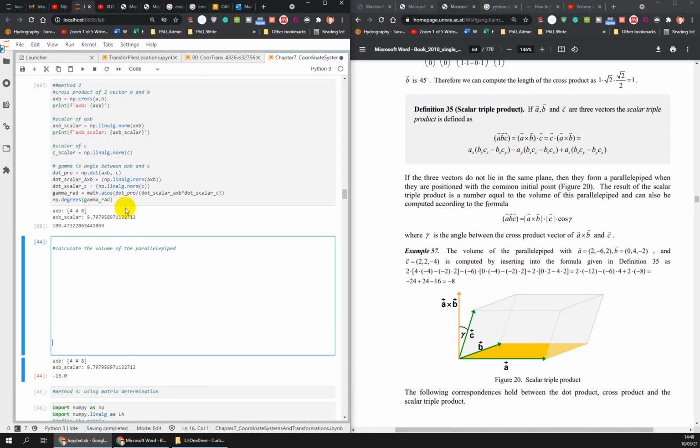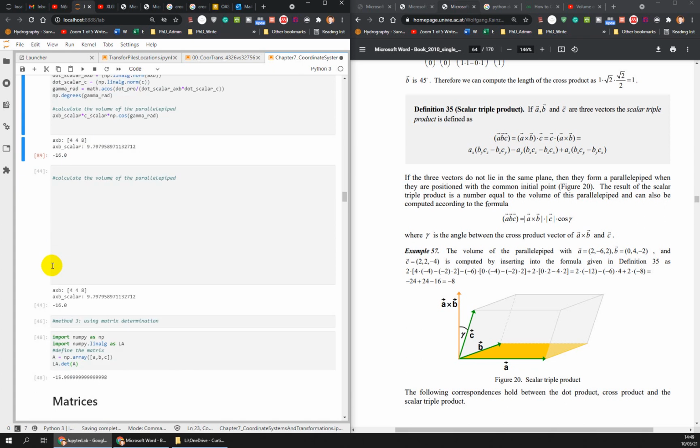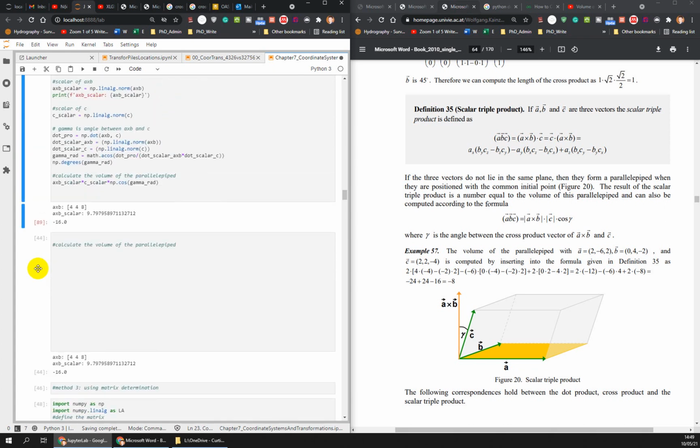Then finally we can calculate the volume of the parallelepiped, and it's the same, it's 16. Okay, that is the second method.